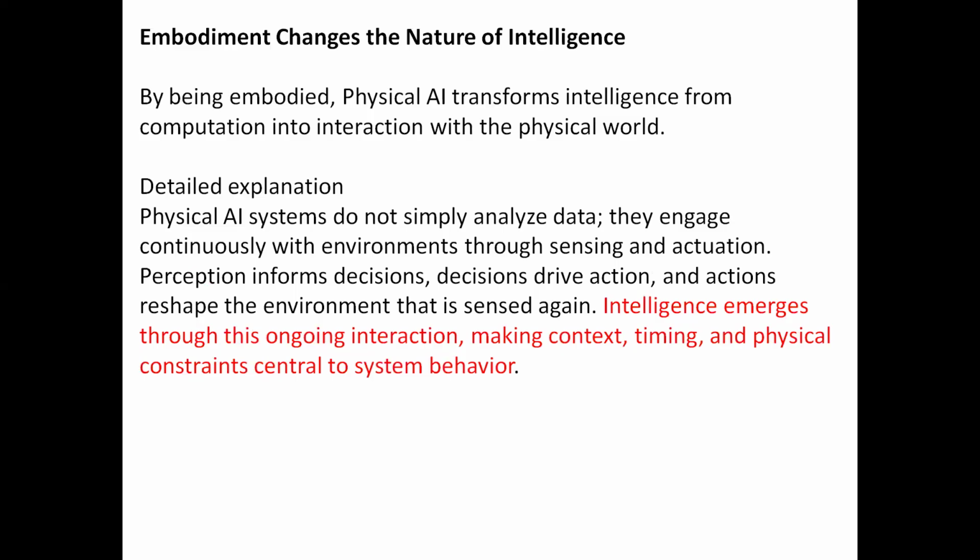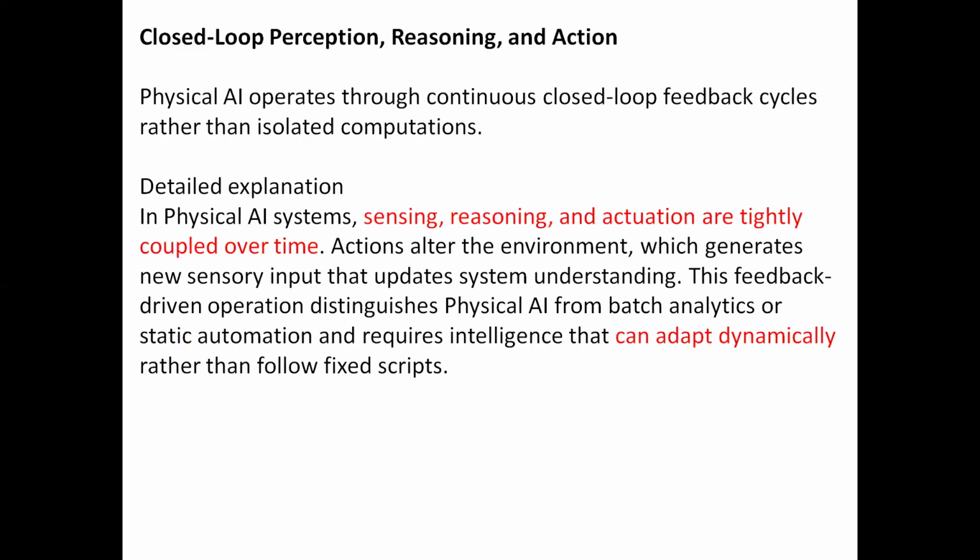It makes context, timing, and physical constraints central to system behavior. And it is a closed loop of perception, reasoning, and action. Physical AI operates through continuous closed-loop feedback cycles rather than isolated computations, as is usually done in traditional robotics. In physical AI systems, sensing, reasoning, and actuation are tightly coupled over time, so the system can adapt dynamically.